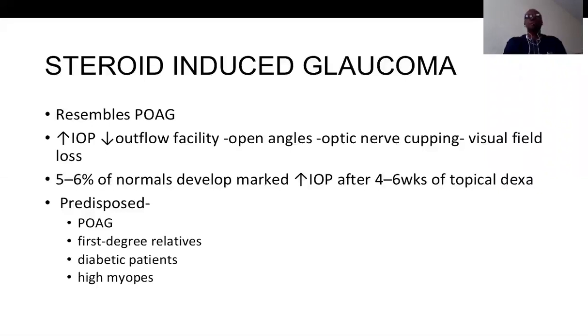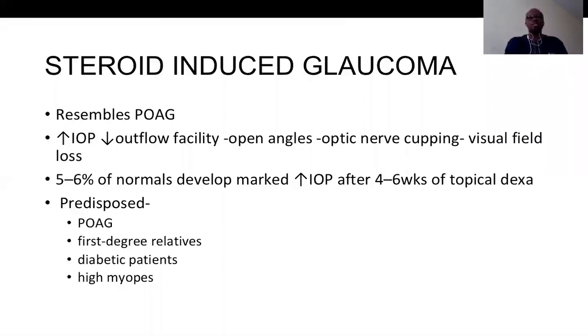Moving to the next group of secondary open angle glaucomas, we've come to steroid-induced glaucoma. This usually resembles primary open angle glaucoma. Typically you find raised IOP, intraocular pressure, decreased outflow facility, open angles, optic nerve cupping, and visual field loss.